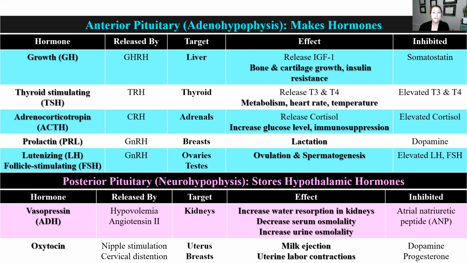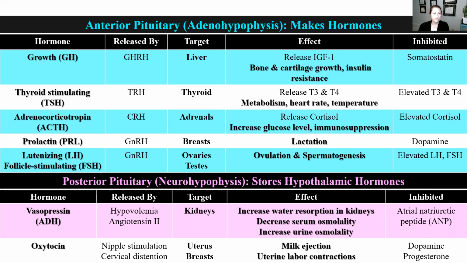And then finally, luteinizing hormone and follicle stimulating hormone. These are released by gonadotropin releasing hormones, work on the ovaries and the testes to cause ovulation and spermatogenesis. And these turn themselves off. So if LH and FSH are too high, they go lower, and kind of the same.